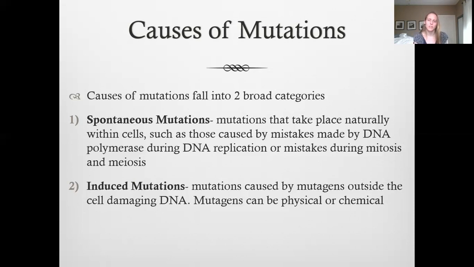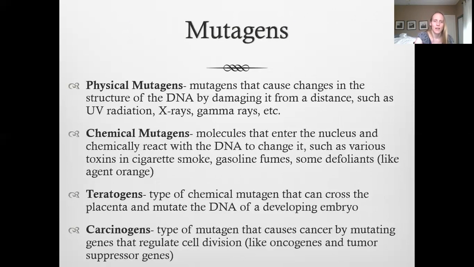And then induced mutations are mutations that are caused by a mutagen outside of the cell damaging the DNA. There are a couple different types of mutagens. So physical mutagens will actually physically damage the DNA from a distance. That's things like radiation, whether that be X-rays or gamma rays or UV radiation. All of those can pass through the skin, go into your cells, into the nucleus, and actually damage the DNA and break the DNA.